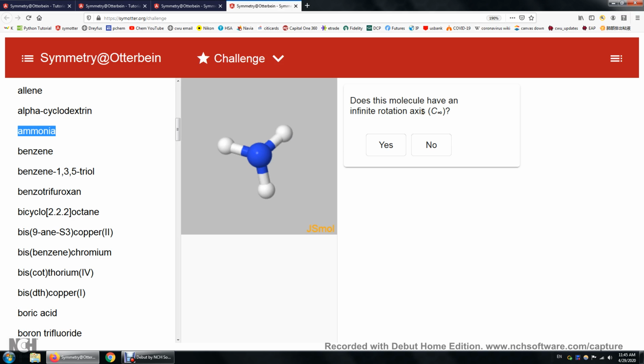Therefore, there's no infinite rotation axis. And actually, you can just immediately see there's a C3. There are 3 sigma V's that contain the C3. There's no horizontal sigma H. Therefore, it's simply C3v. C3 axis. 3 sigma V's, 1, 2, 3 sigma V's. And also, there's the identity operation.